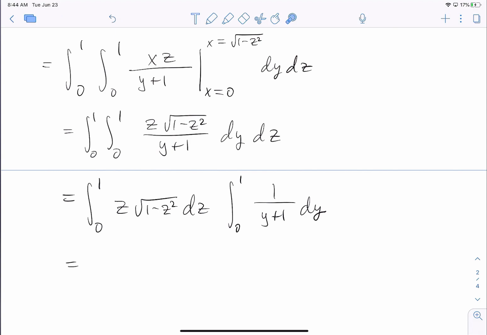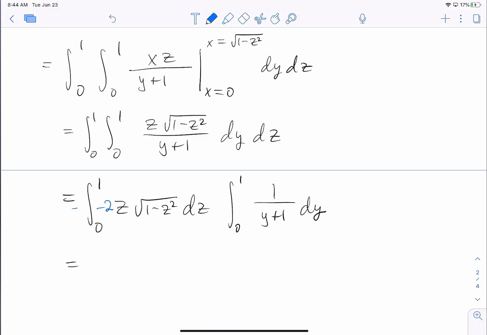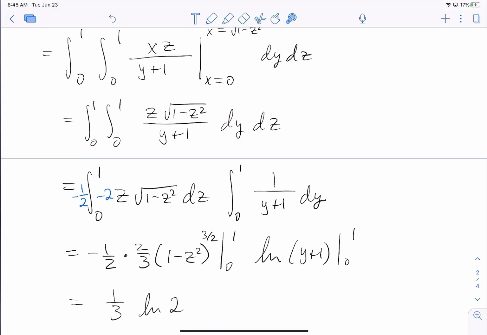Looking at the integral from 0 to 1 of z times the square root of 1 minus z squared dz, I notice that u is 1 minus z squared, and so I need to multiply and divide by -2. And after doing that, we can integrate 1 minus z squared using the power rule. So we have -1/2 times 2/3 times the quantity of 1 minus z squared to the 3/2 power. That'll be evaluated from 0 to 1. And then the integral of 1 over y plus 1 dy evaluates to the natural log of y plus 1. Both of those are going from 0 to 1.